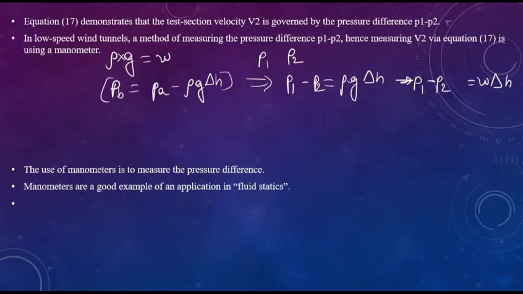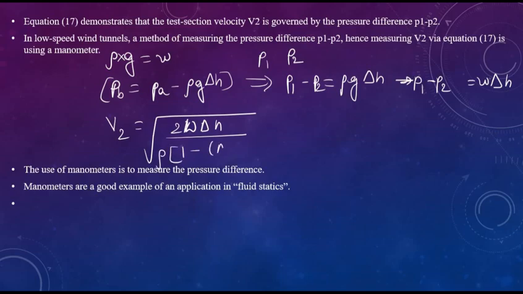So based on this, I can write my equation 17, that is V2, as under root 2 W delta H by rho into 1 minus A2 by A1 whole square. Correct. Now, what is the use of manometer? As we can see, it is used to measure the pressure difference.